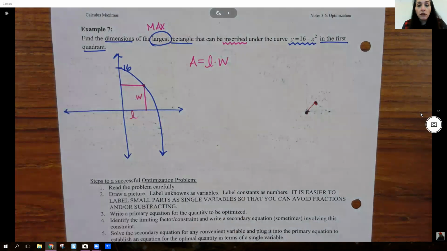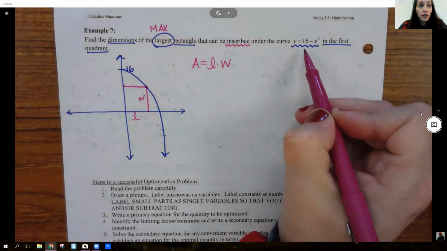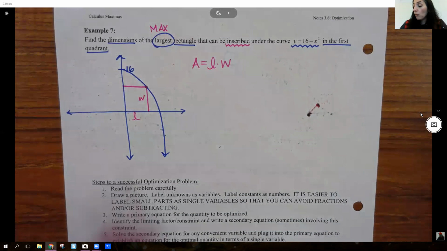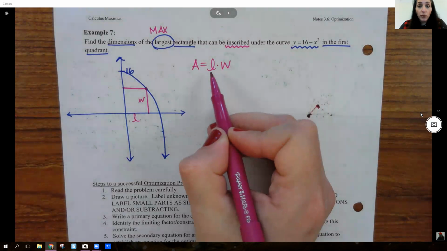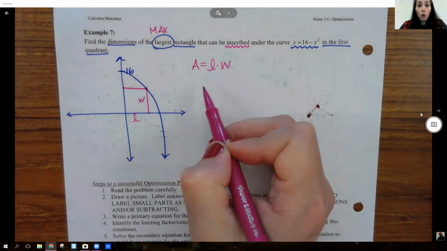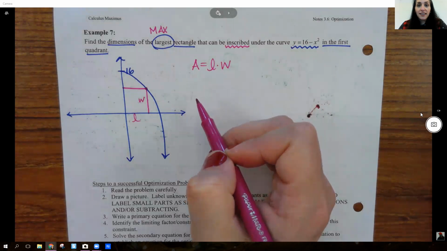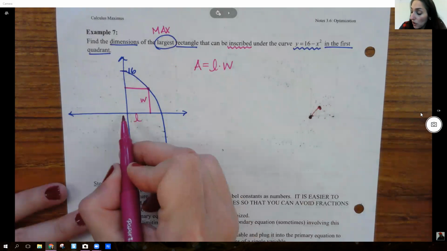Now, if this were a concrete example, like fencing in some land or working with square footage in a room, the L and the W would work just fine. But we don't have that situation in this example. We have the equation of a parabola, so we really can't use L or W here. We need to get it in terms of the coordinate plane.